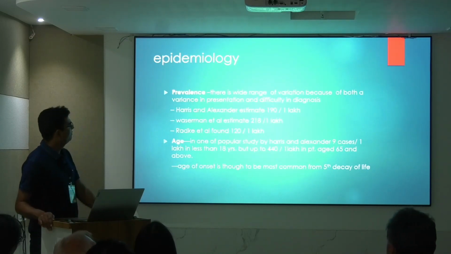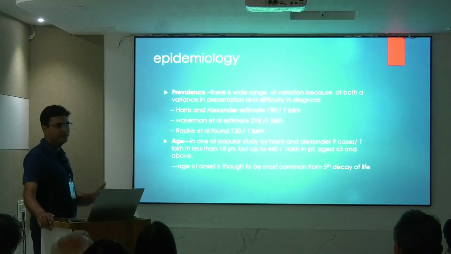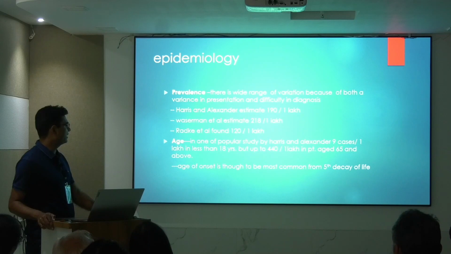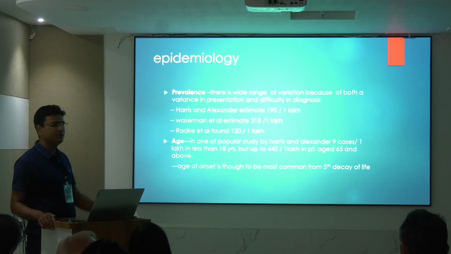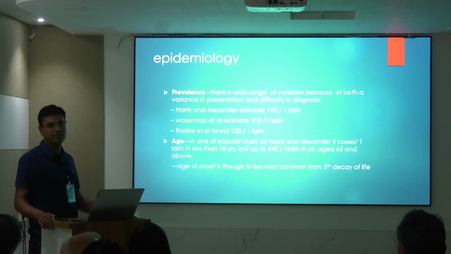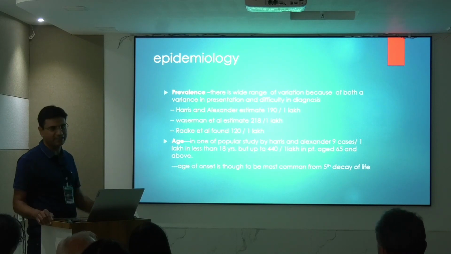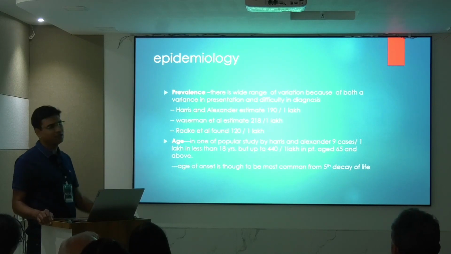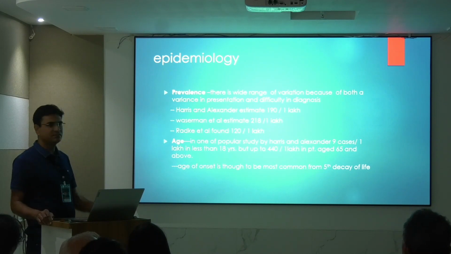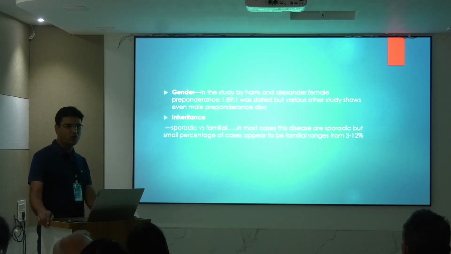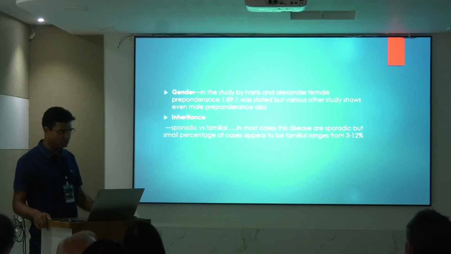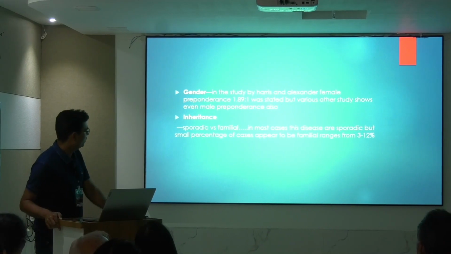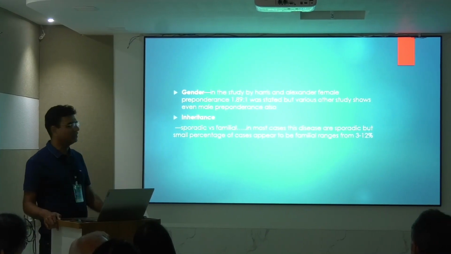When we see the epidemiology of the disease, there is a wide variation from study to study, from 120 cases per lakh to 218 cases per lakh. As age is considered, it is very evident that in younger people it is much less prevalent, hardly 9 cases per lakh. But as the age increases, it can be up to 440 cases per lakh. Its highest incidence is somewhere around the 5th decade of life. Regarding gender, all studies agree that female preponderance is around 2:1 to male. In inheritance, if we consider sporadic versus familial, most cases are sporadic; familial is hardly 12%.